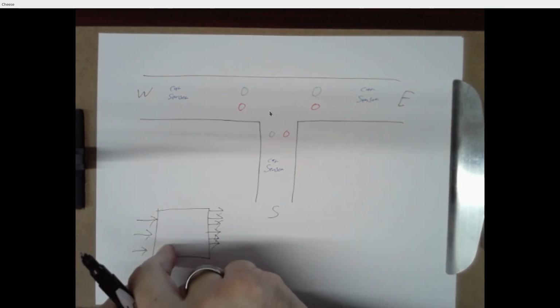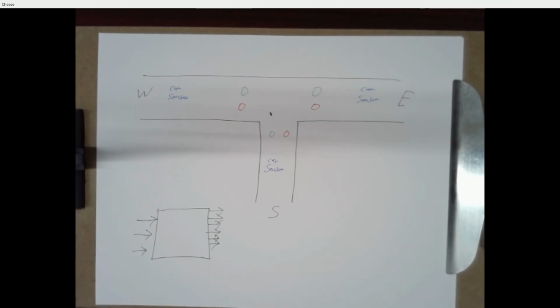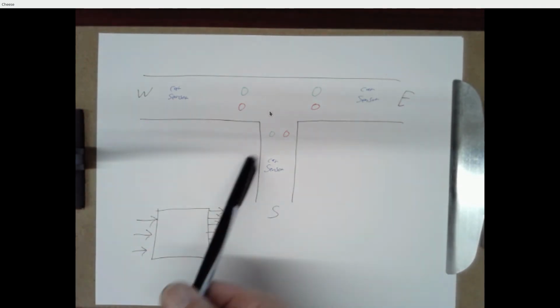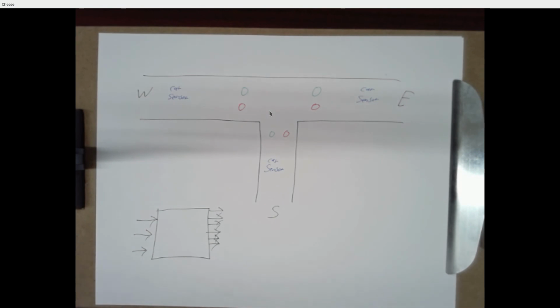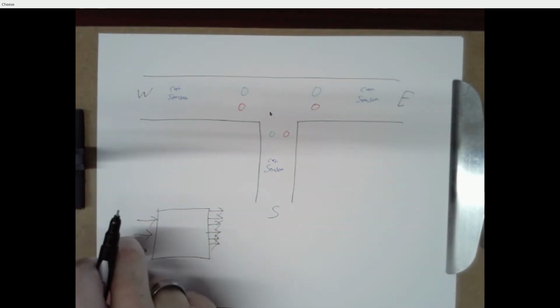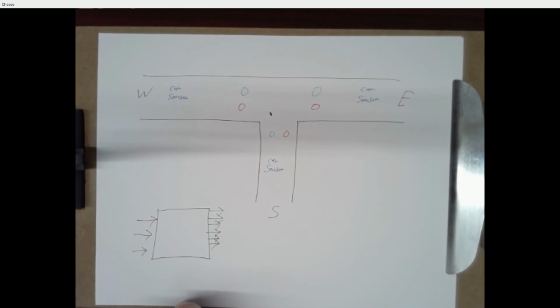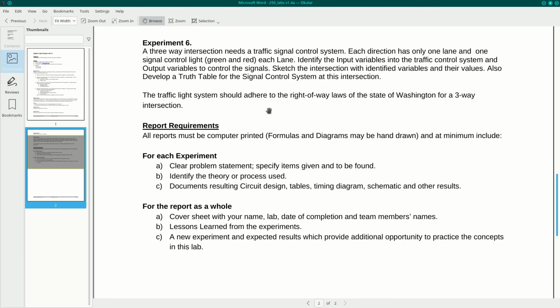So you want to develop a system diagram, which means you need to come up with names of variables for these sensors and for these lights. And you want to make a diagram that shows the inputs to your circuit and the outputs of your circuit. We're going to talk about truth tables on Thursday, but eventually you're going to want to describe truth tables that map these inputs to outputs. But you can do the rest of the lab before Thursday, and Thursday we'll move into truth tables. So input and output variables, sketch the intersection, and develop a truth table for the control.